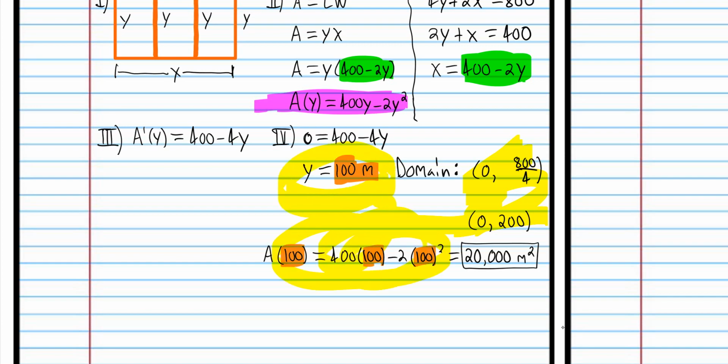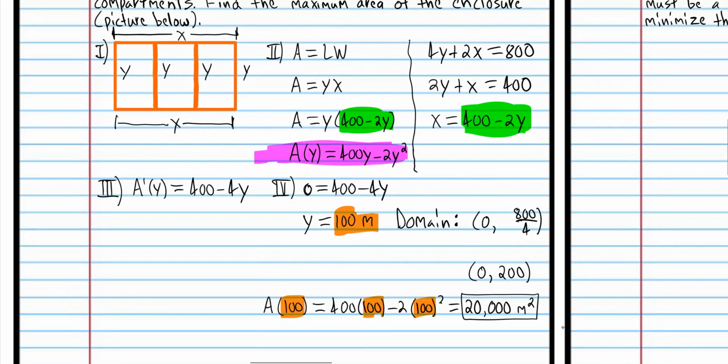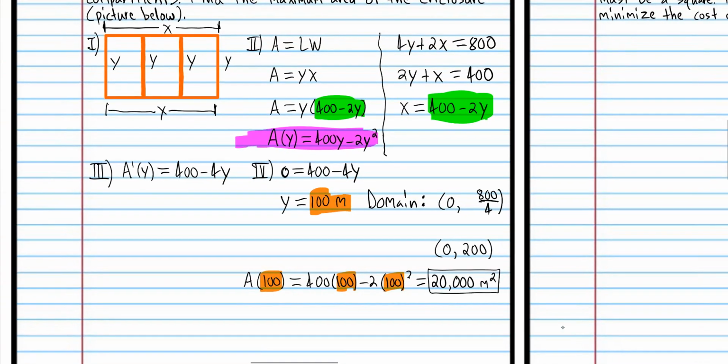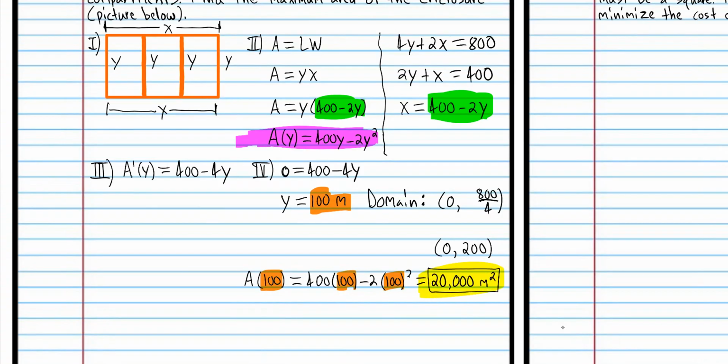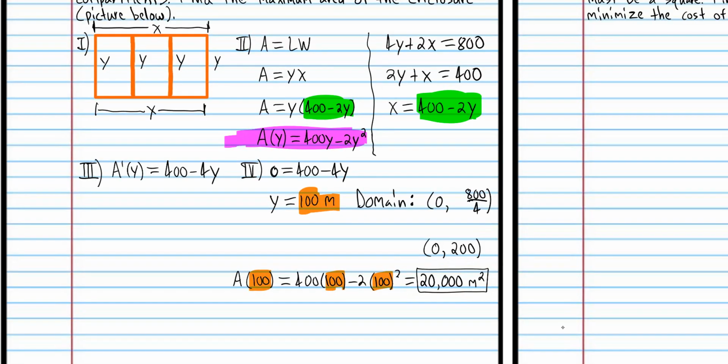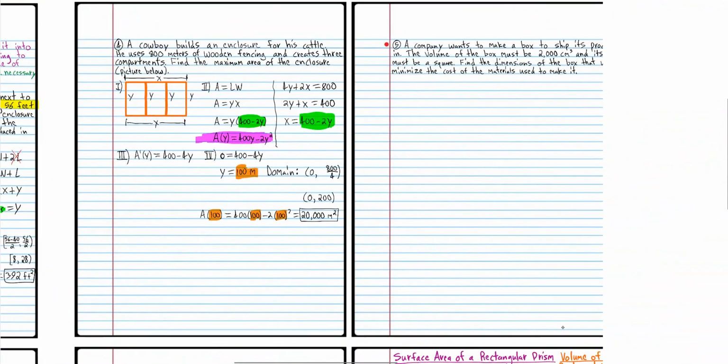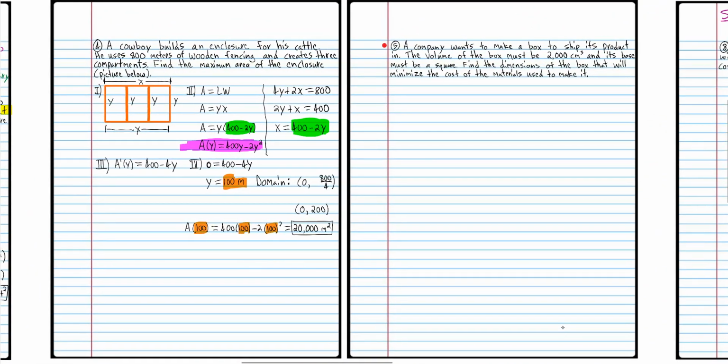You may have a different critical number. My critical number was 100. That's because I'm using y. If you used x, if you solved for y up here and put this expression in terms of x, your problem might be a little bit different. But this yellow number down here, your final answer should still be 20,000 square meters. So just be aware of that. If you got 20,000 square meters, good job.